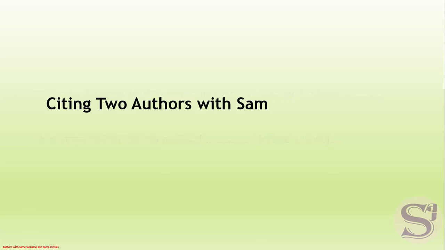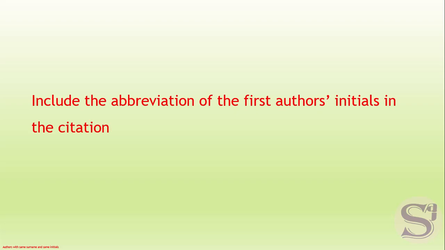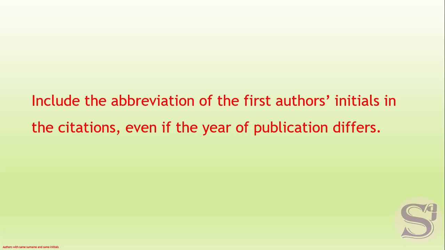Now, citing two authors with the same surname. The two authors have the same surname but they are different persons, with different articles. Then how do we cite them? To cite them, we include the abbreviation of the first author's name, the initials, in the citation, even if the years of publication are different or the same. Now let's take an example.